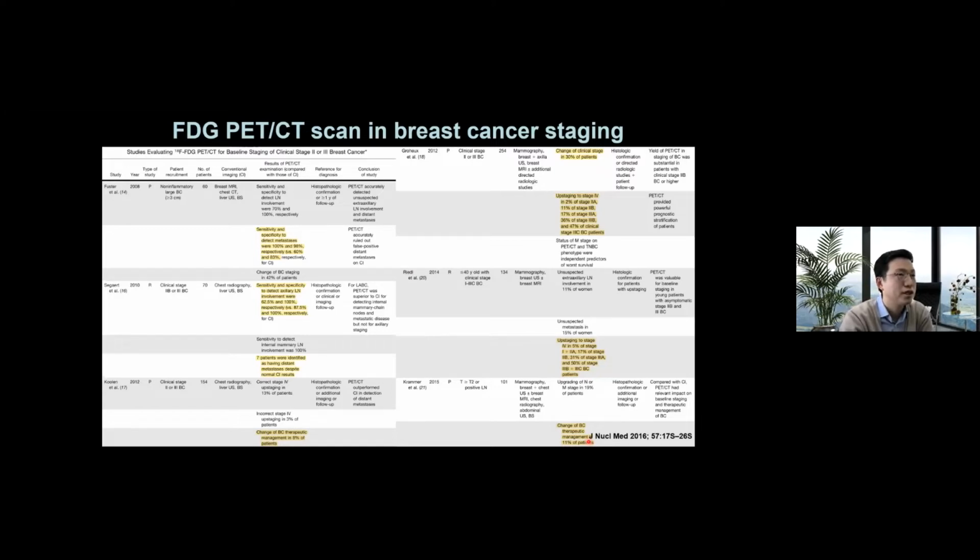But normally, in almost all cases, FDG PET is good for finding metastasis. So it is used for upstaging, and normally changing of the therapeutic management will include adjuvant cytotoxic chemotherapy or more intense therapies, according to the FDG PET CT scan.